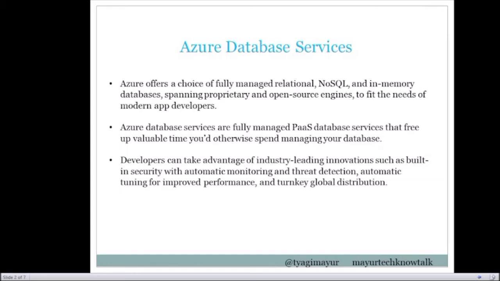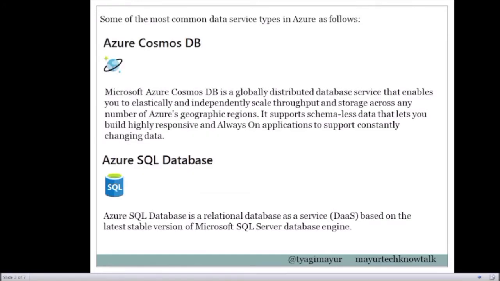Let's see some common DB services in Azure. So first we have Azure CosmosDB. It supports schema-less data that lets you build highly responsive and always-on applications to support constantly changing data. You can use CosmosDB to store data that is updated and maintained by users around the world. It makes it easy to build scalable, highly responsive applications at global scale.